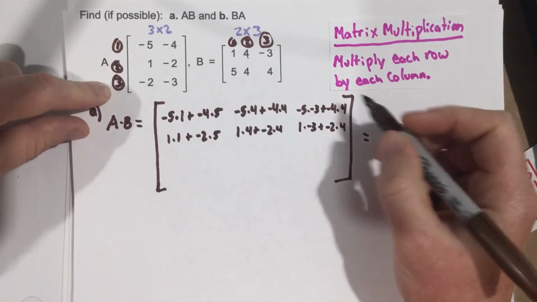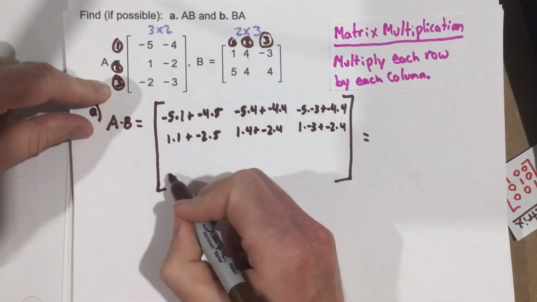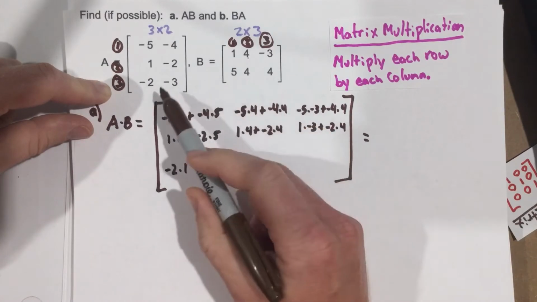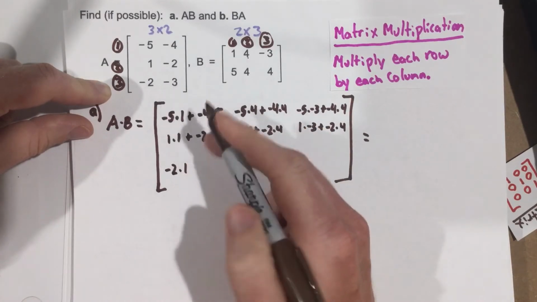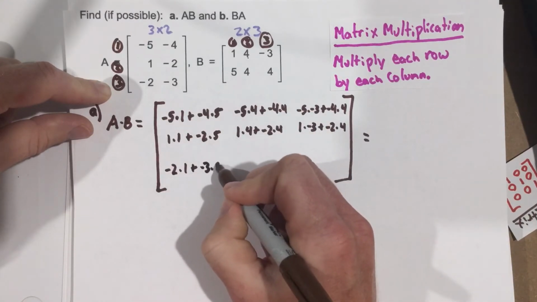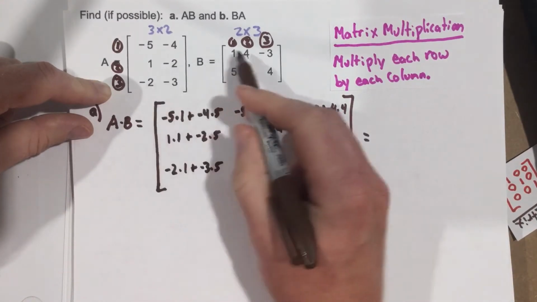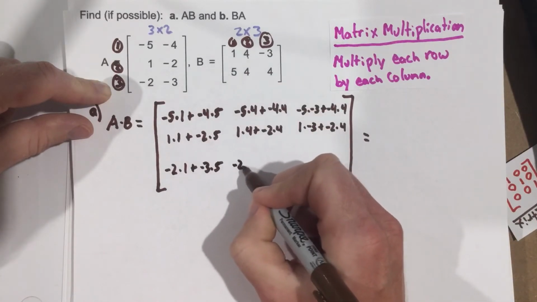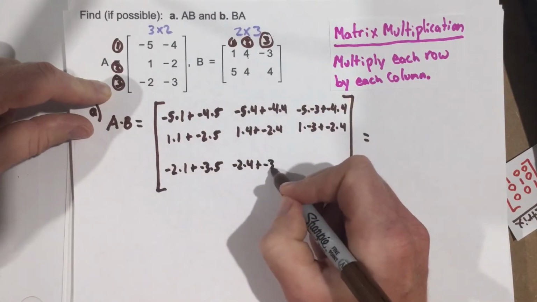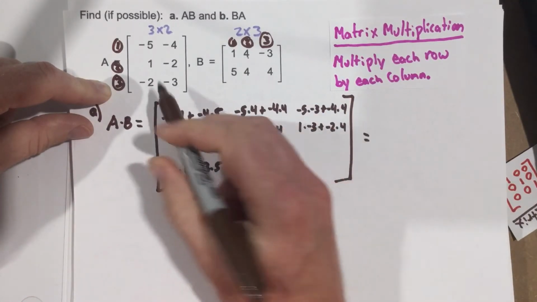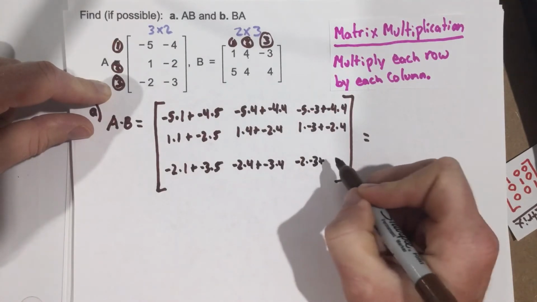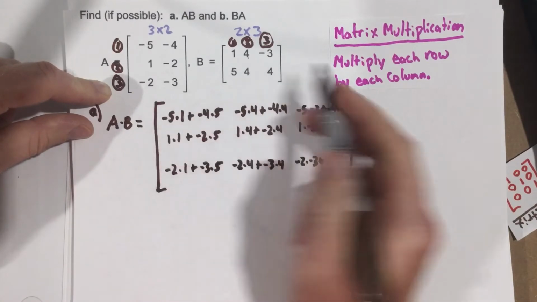And then we come to the third row. We have negative 2 times 1, plus negative 3 times 5. Then negative 2 times 4 plus negative 3 times 4. And then negative 2 times negative 3 plus negative 3 times 4.